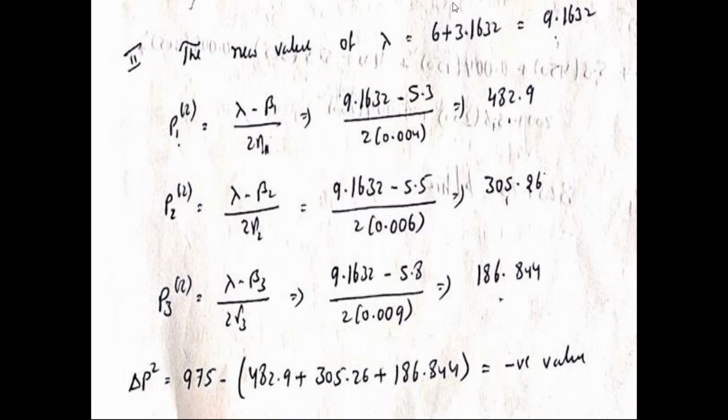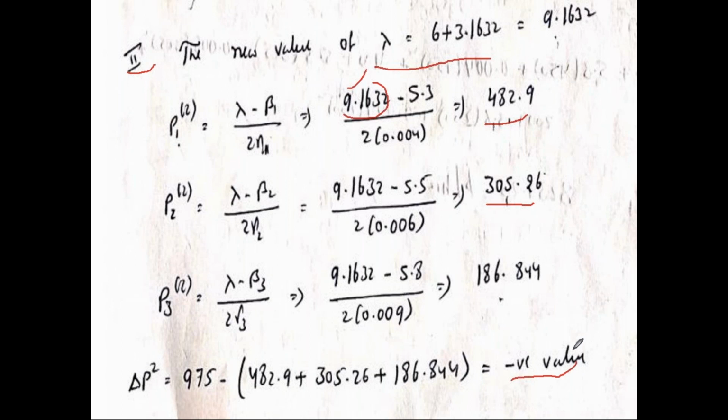So this is the second step after updating the lambda value. So I'm substituting here 9.1632, that is the updated lambda value in case 2. Again, I'm getting the values like this: 382.9, 305.26, and 186.844. And after finding this value, if I calculate, I'm getting the negative value.